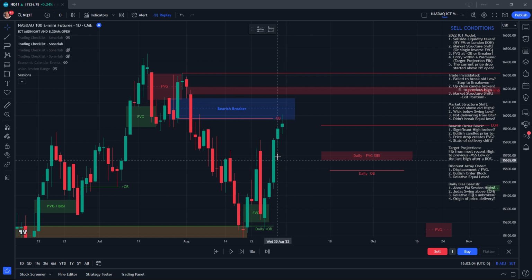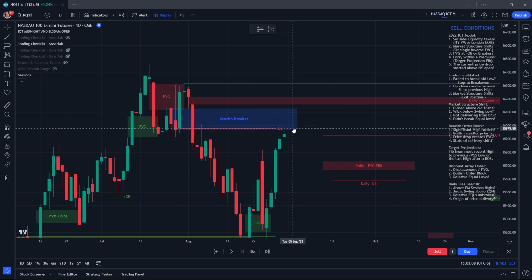And now, rather than just thinking is it going to go to the moon, we start coming back into this bearish breaker again. So maybe we'll get a body respecting this order block.